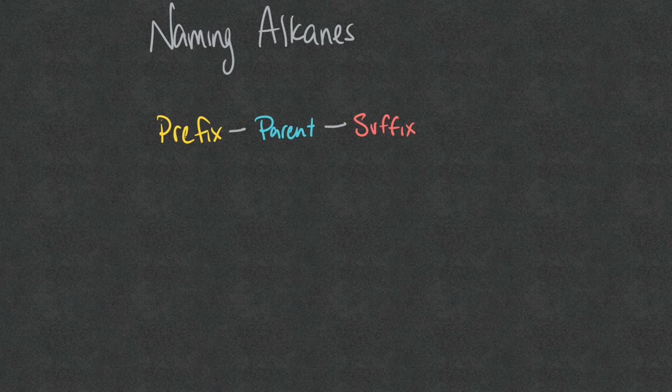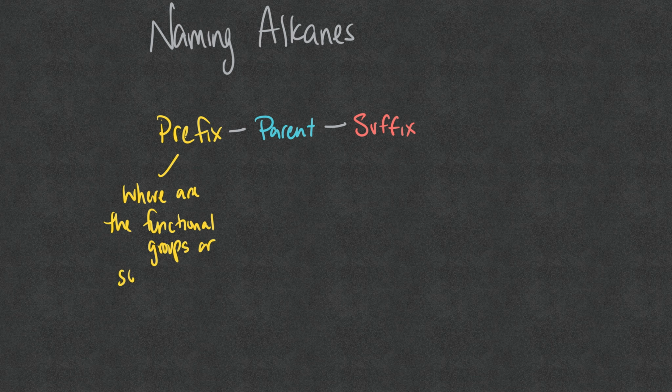So when it comes to the naming of alkanes, there's pretty much three parts to the name. All right, first you have the prefix. Now the prefix specifies the location of any functional groups or any substituents. So basically, where are the functional groups or other substituents? And we're going to talk about what those are in a little bit.